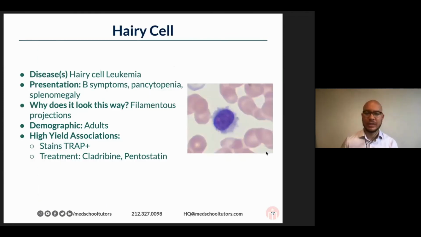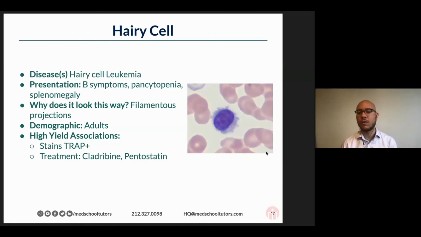But absolutely, this is hairy cell leukemia. The classic association here is pancytopenia. So again, red blood cells are down, platelets are down, white cells are down, as well as splenomegaly. And the classic picture that I'm showing here zoomed in is because of the filamentous projections that give this disease its name. This is a leukemia of adults.